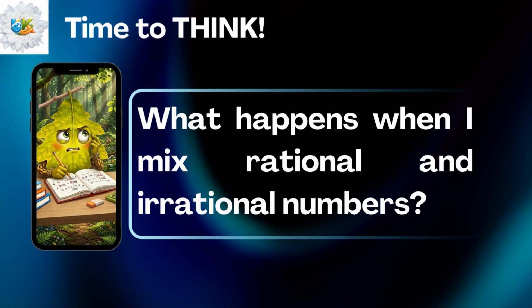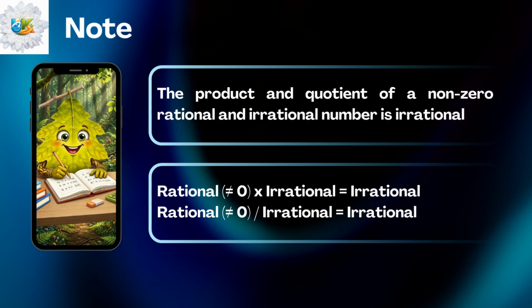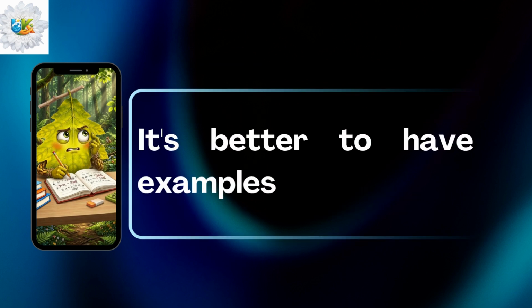What happens when I add or subtract a rational number with an irrational number? Otherwise, if I multiply or divide rational numbers with an irrational number. Good question, Vrinda. The sum or difference of a rational and an irrational number is an irrational number. In the same way, the product and quotient of a non-zero rational and irrational number is irrational. Can you give some example to make this clear?